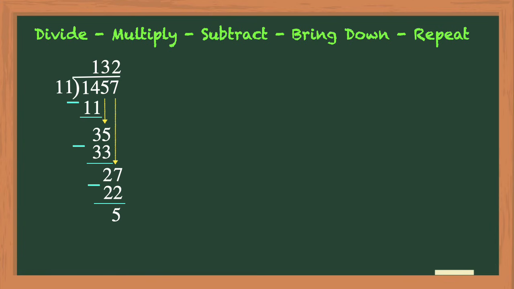This remainder can be written a few different ways. The most common ways are to either write the letter R with the remainder of 5 next to it in the quotient, or you can write the remainder as a fraction. To do this, you just bring the whole number of 132 over, and then the remainder of 5 is the numerator, and the denominator is the divisor of 11.